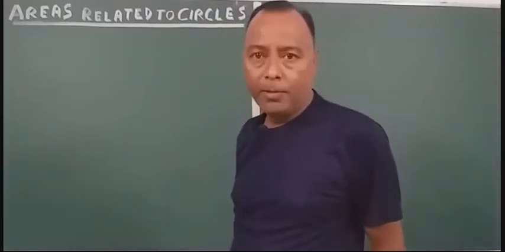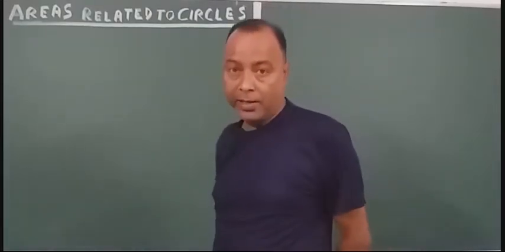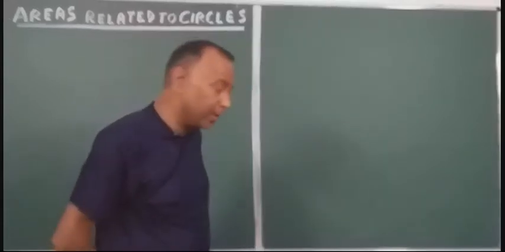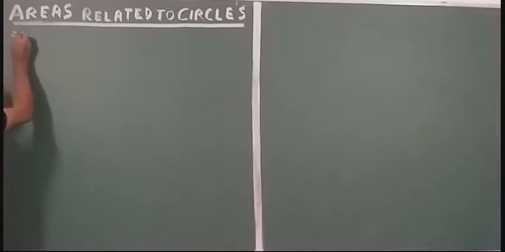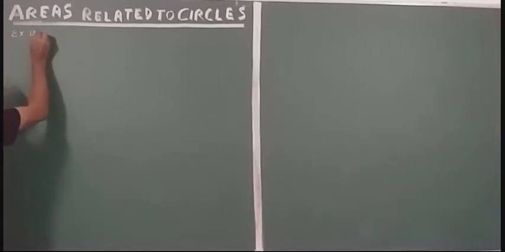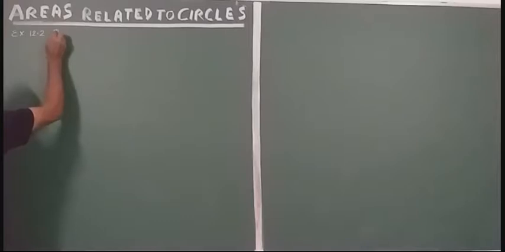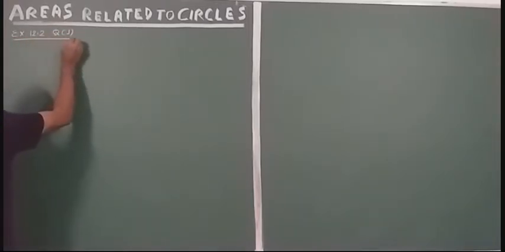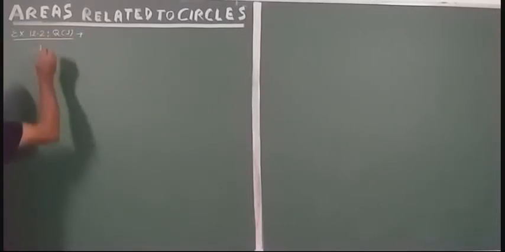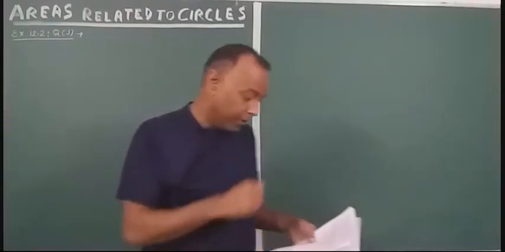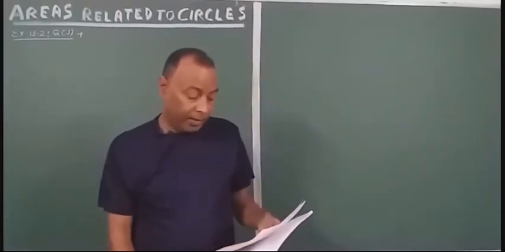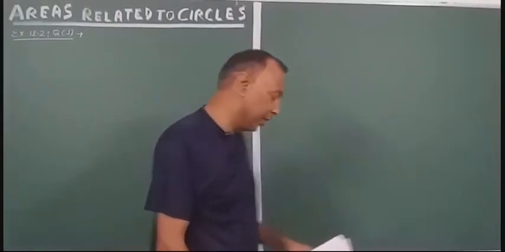Today I will teach you the problem related to area of sector of circle, and this is exercise 12.2 and this is question number 1. Find the area of a sector of a circle with radius 6 centimeter if the angle of the sector is 60 degree.